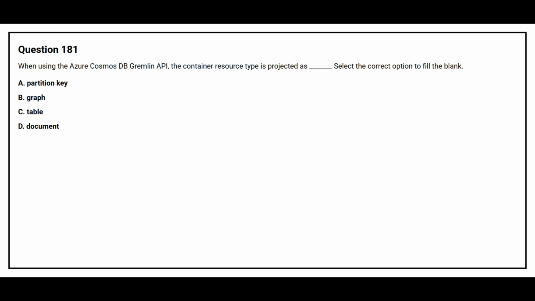Question number 181. When using the Azure Cosmos DB Gremlin API, the container resource type is projected as blank. Select the correct option to fill the blank. Option A, partition key. Option B, graph. Option C, table. Option D, document. The correct answer is option B, graph.